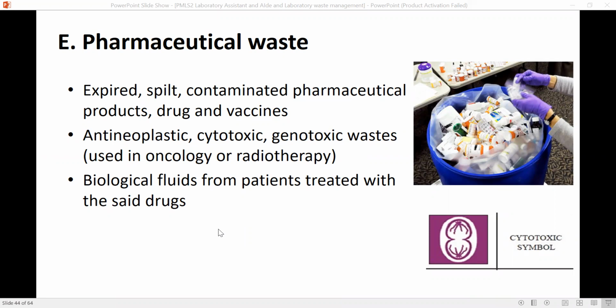So, expired, okay. So, spilled, okay. Contaminated, okay, pharmaceutical products, drugs, and vaccines. So, paano kaya itatapon yan? So, mamaya aaralin natin. No? So, under here also will be your anti-neoplastic or yung anti-cancer drugs.